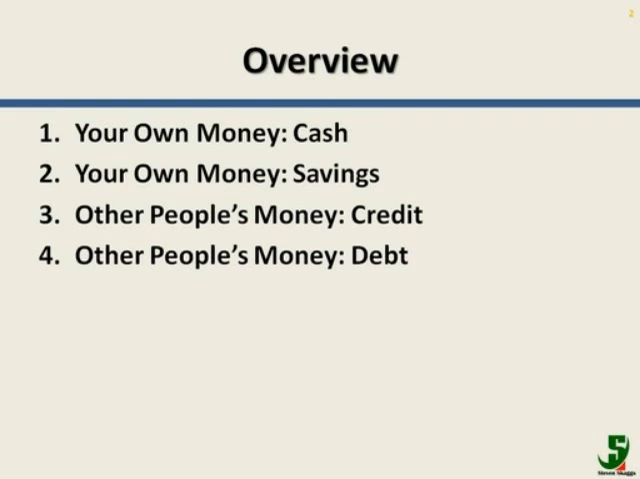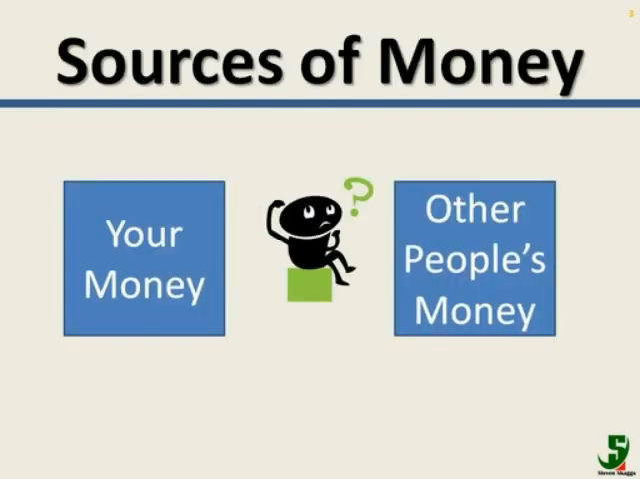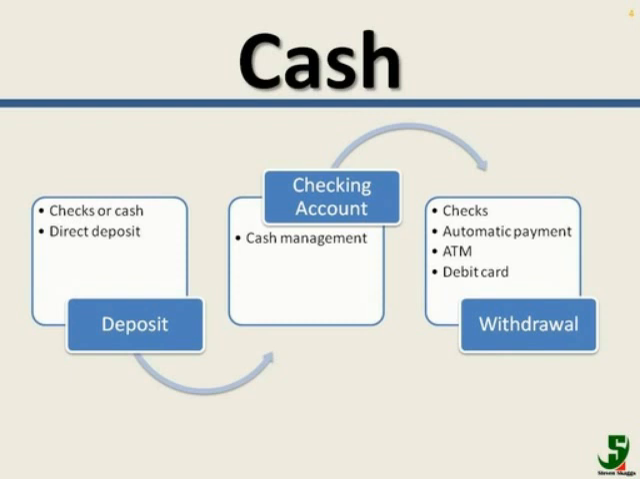This chapter covers the two sources of money, you and other people, and takes a close look at cash, savings, credit, and debt. Ultimately, you have two sources for money, yourself or someone else. Financial management helps you decide when to use whose money and how to do so as efficiently as possible, maximizing benefit and minimizing cost.